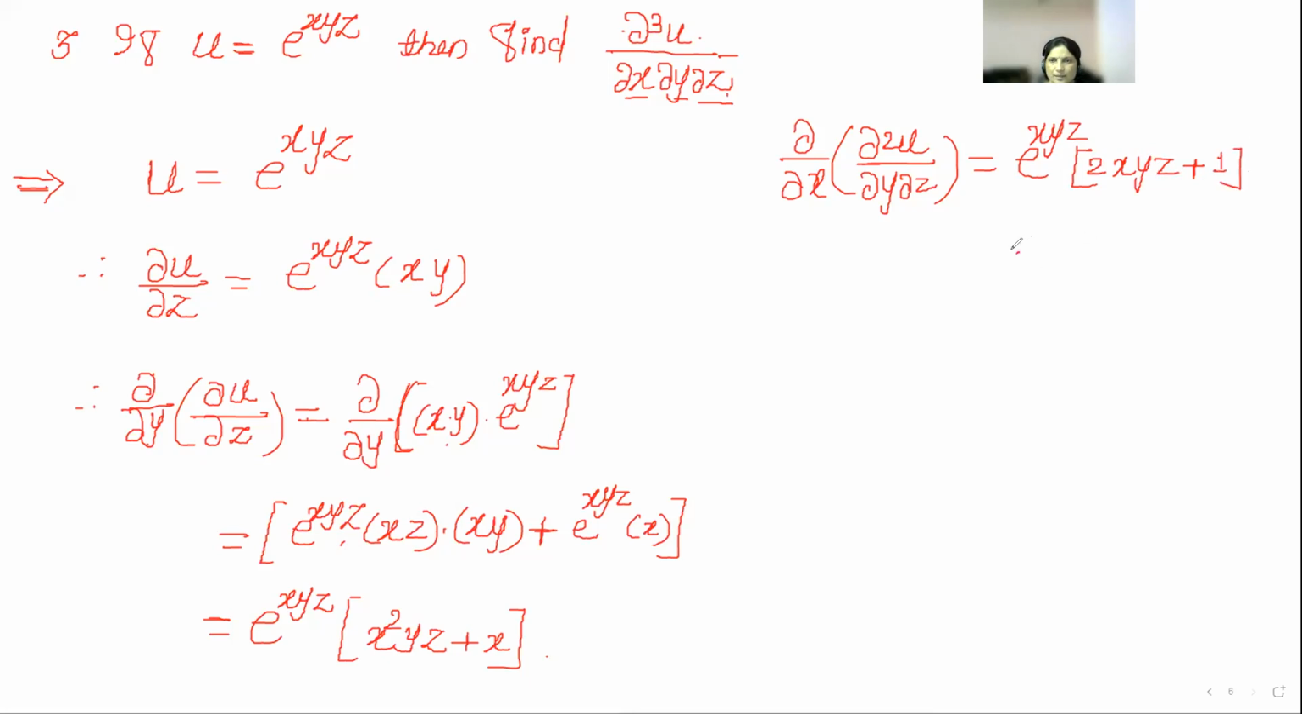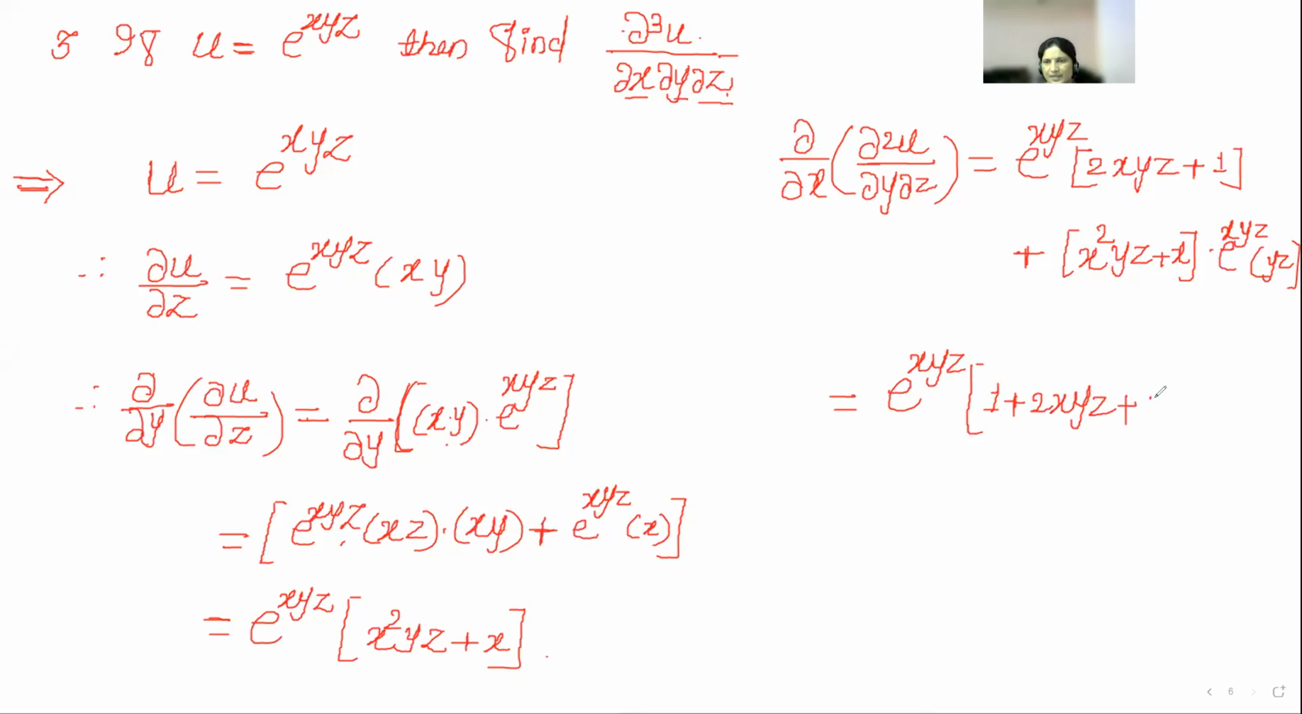The next term: plus this bracket keeping as it is, x square yz plus x, into the derivative of this function e raised to xyz. So it is e raised to xyz into yz. Simplify. We can take the common term e raised to xyz, in bracket 1 plus 2xyz plus multiplying this yz with this bracket.